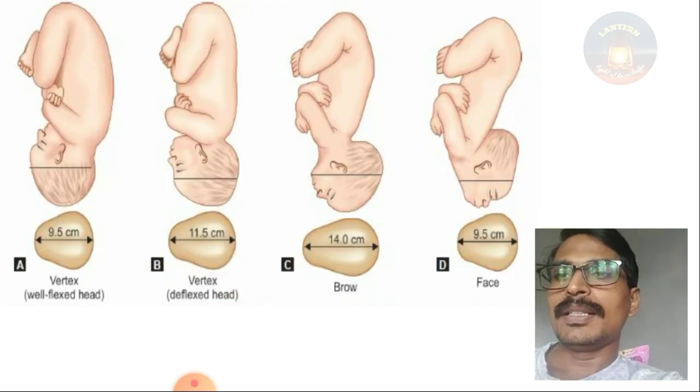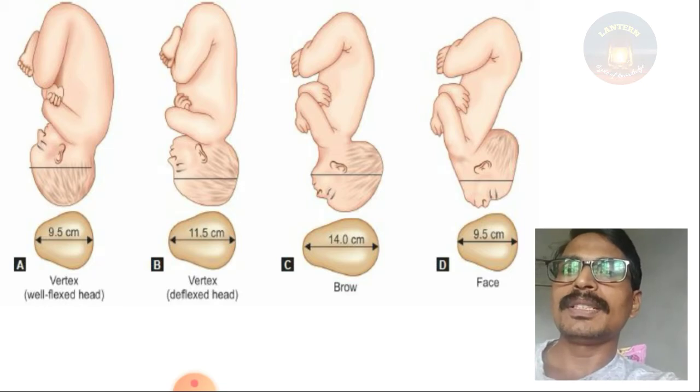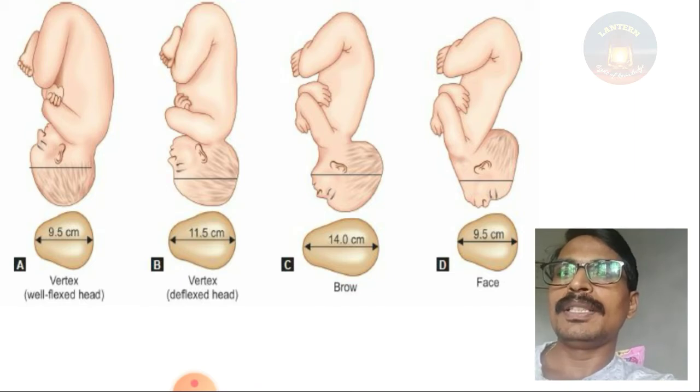So next is regarding presentation, the various types of presentation. We can see the vertex presentation, in which the vertex is well flexed. In that case, the presenting diameter is 9.5 centimeters, and in a deflexed head, the vertex presentation has 11.5 centimeters, and in brow presentation the diameter is 14 centimeters, and in face presentation it is 9.5 centimeters again. So these are the various types of presenting parts in vertex presentation.